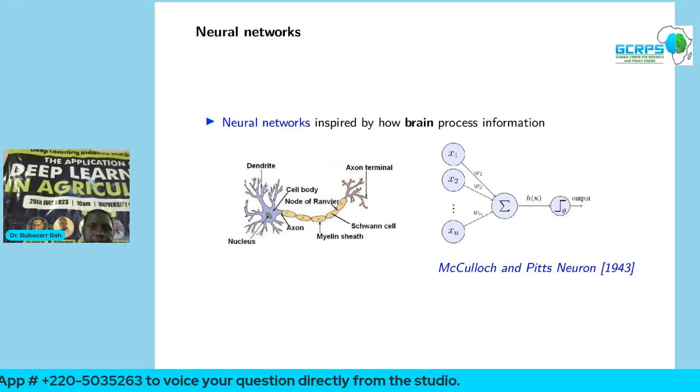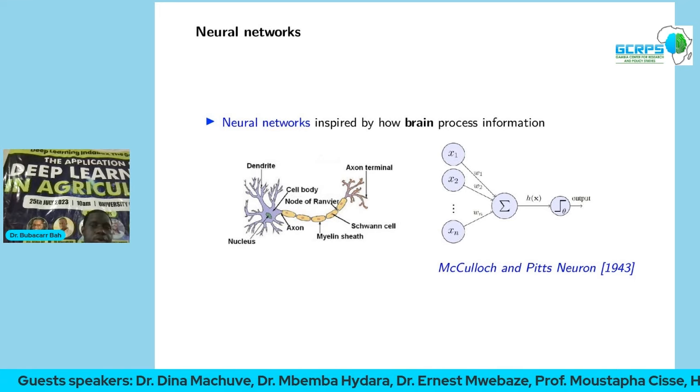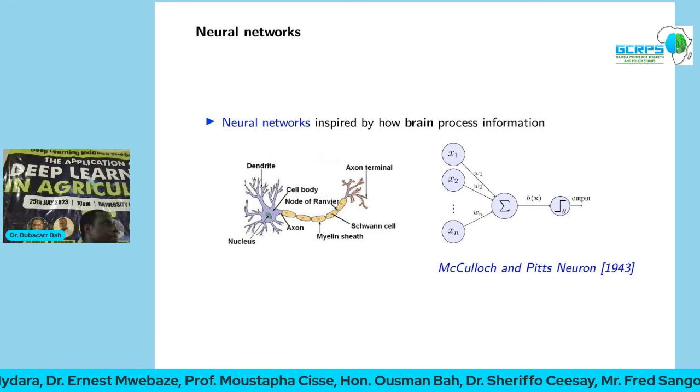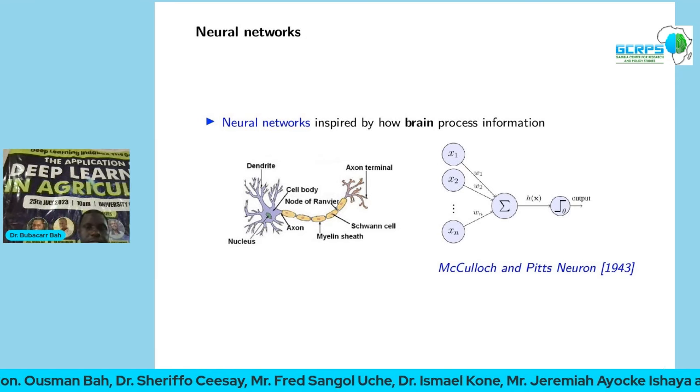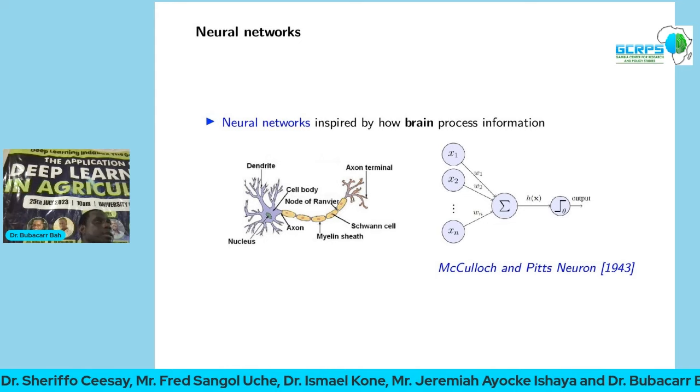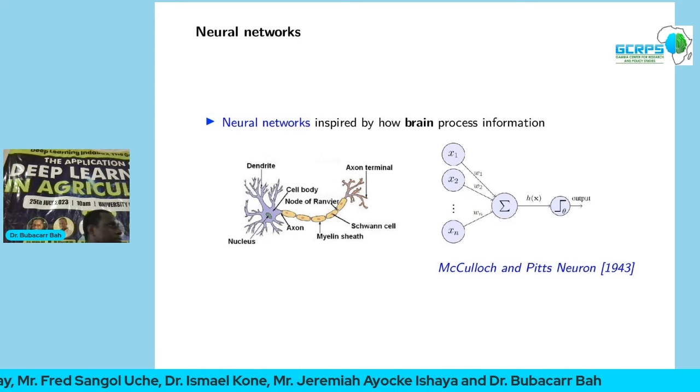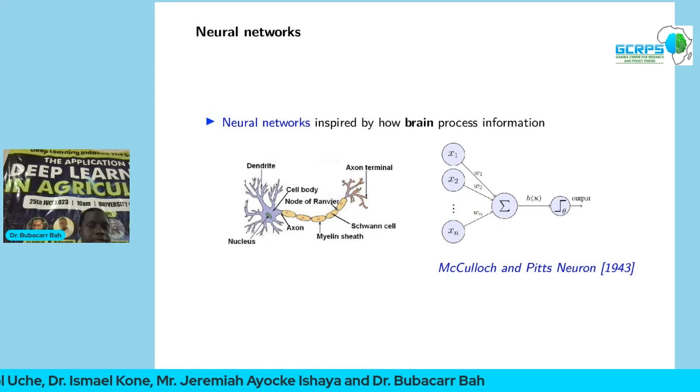When it reaches a particular threshold, you can think of this as a threshold function, if it reaches a particular threshold, then an output is sent. That is the firing. So people were trying to model this in the 1940s. So this is the artificial neuron. It's called a perceptron. They called it a perceptron in those days.